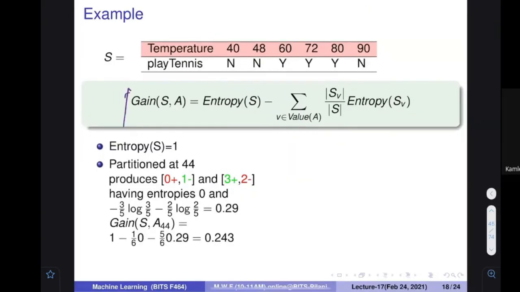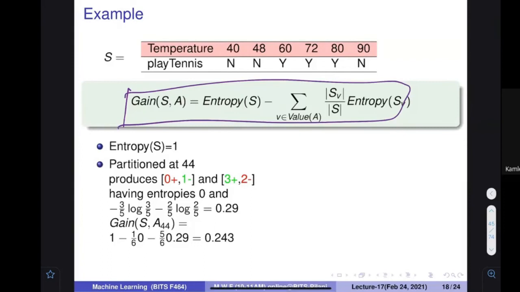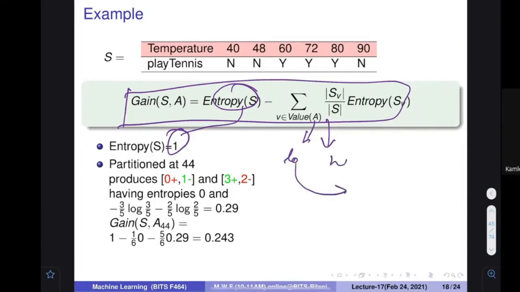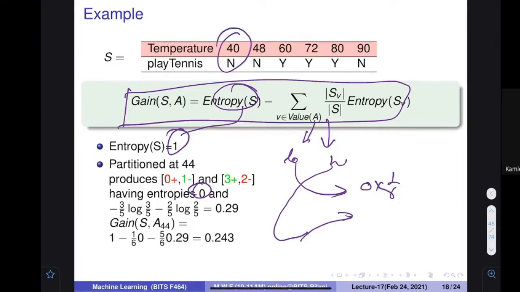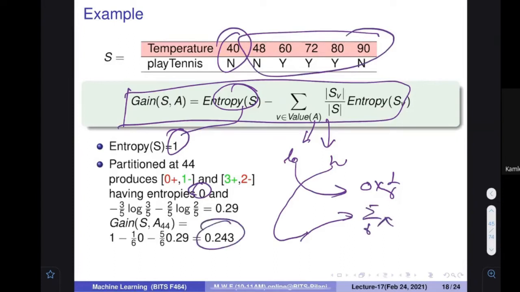If I apply this formula to find the gain, it is going to be the entropy of the complete database, that was 1, minus the summation of the two quantities, for the low and the high values. For the low, the entropy is 0 multiplied by 1 by 6, because the probability of falling there is 1 by 6. The probability of the other part is 5 by 6, and its entropy is 0.29. Therefore you find the computation as 0.243. So this is one value.